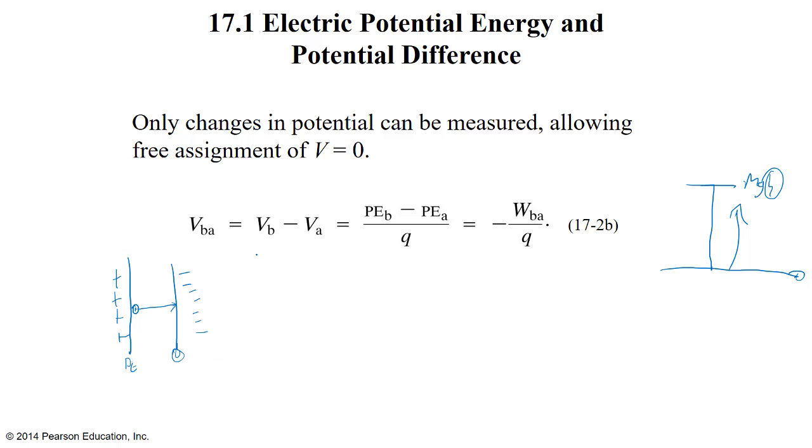So this is the same equation as before. The voltage from B to A is the voltage at B minus the voltage at A, and that's equal to the potential energy at B minus the potential energy at A divided by Q, because that's what the definition of voltage is. And because the change in potential energy is equal to the opposite of the work done by the electric field, that's what that is, and then we divide it by Q. So what this shows us is the potential difference between 2 points is equal to the opposite of the work done by the electric field as it moves a charge between those 2 points.